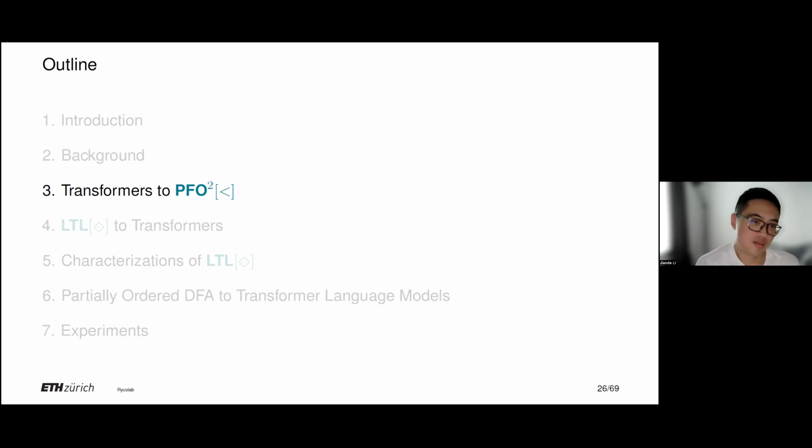Yeah, so basically we introduce PFO2 and LTL past, and they are equivalent in expressive power. In the following section, we will first show transformers can be translated into PFO2. And then in the second half, we will show LTL past can be translated into transformers. Because PFO2 and LTL past are equivalent, we hereby establish the equivalence between LTL past and transformers.